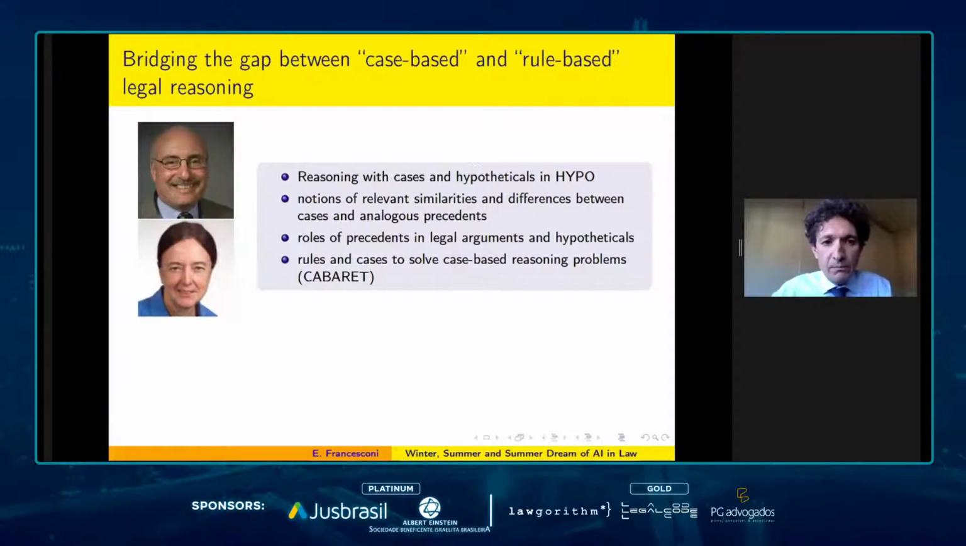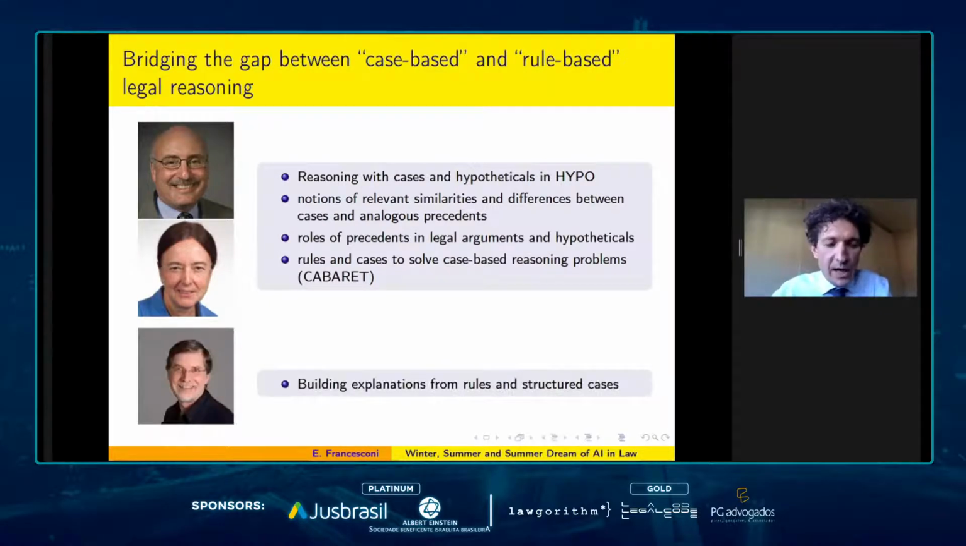One of the first attempts to bridge the gap between case-based and rule-based reasoning was carried out by Kevin Ashley and Edwina Rissland in the HYPO system for reasoning with cases and hypotheticals, and in particular in the system CABARET, including rules and cases to solve case-based reasoning problems. And a similar problem was underlined by Karl Branting, who underlined the need for building explanation from rules and structured cases.